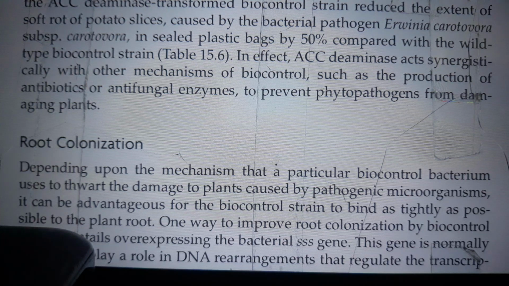In effect, ACC deaminase acts synergistically with other mechanisms of biocontrol, such as production of antibiotics or antifungal enzymes, to prevent phytopathogens from damaging plants. Root colonization.